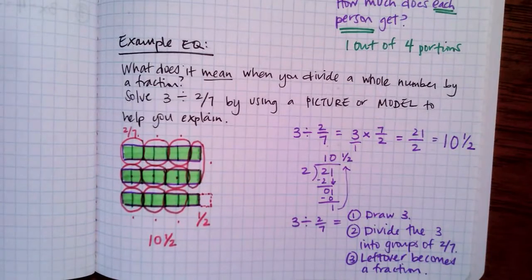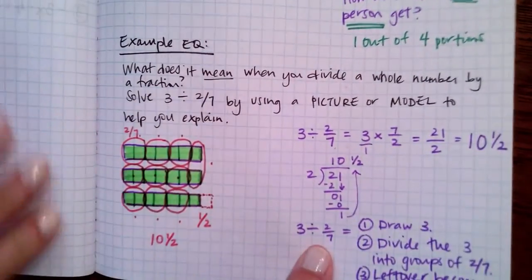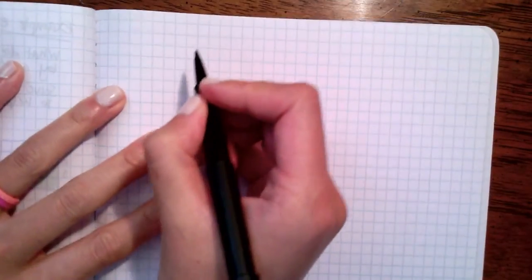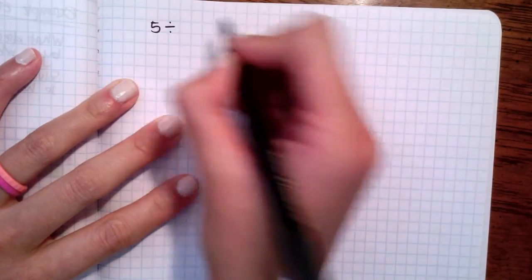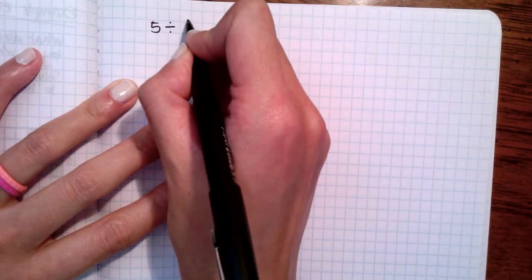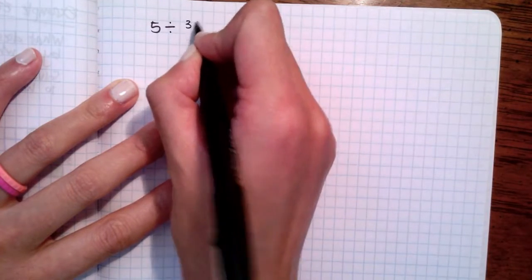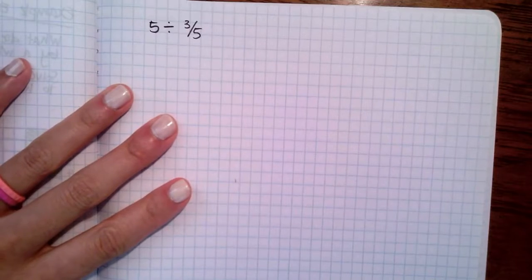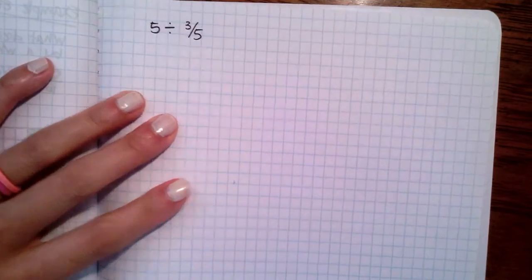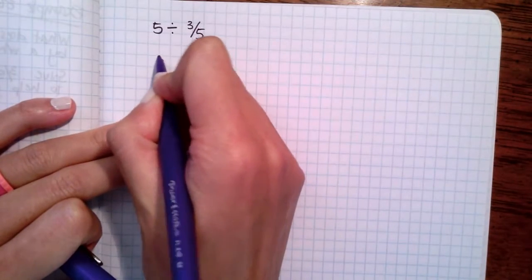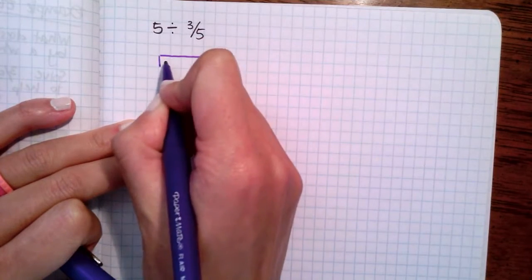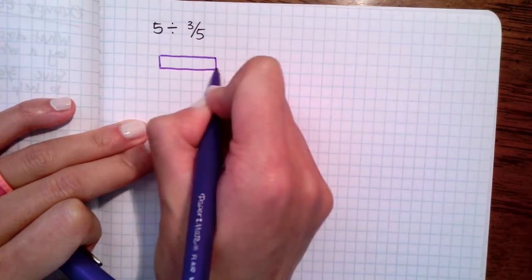Okay, so I'm going to go ahead and do another one with you because that one can get kind of difficult. Let me give you another problem. Remember, it's a whole number, so let me give you the whole number of 5 divided by, let's see, 3. How about that? 5 divided by 3/5. So I'm first going to draw my 5. You always want to draw what your first number is. It's going to be divided into 3/5 later, so I want to make sure there's 5 in each of these.